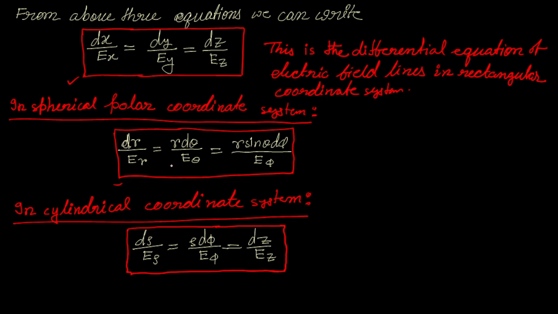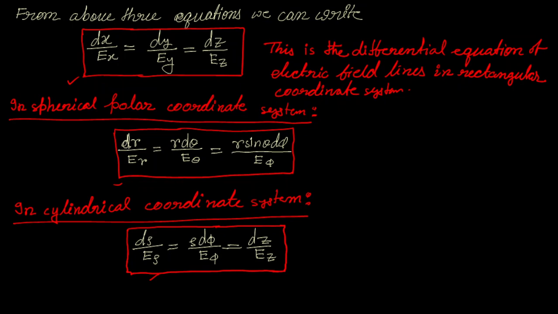And in the same way, if the electric field is given in the cylindrical coordinate system, then we'll use this differential equation, and if we integrate, we'll get relations between rho, phi, z, and that will be the equation of the electric field line in the cylindrical coordinate system.